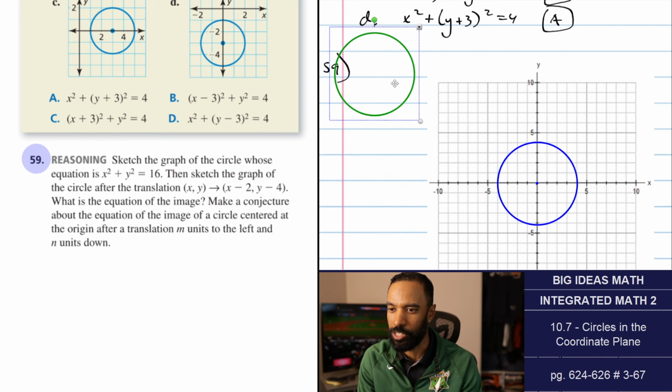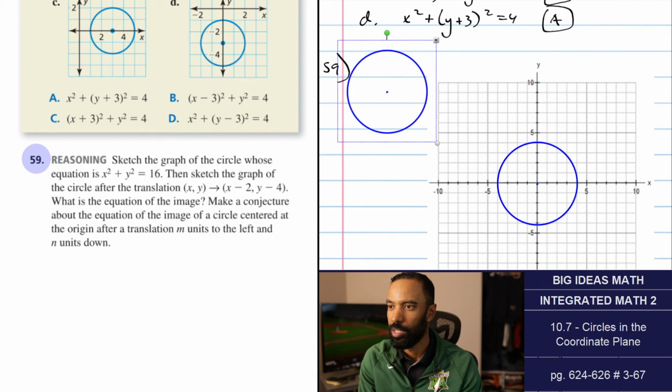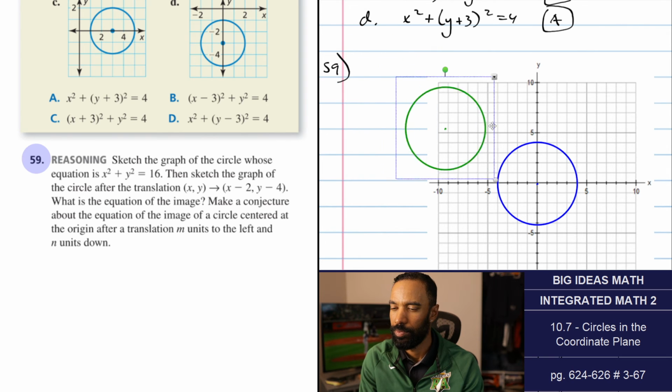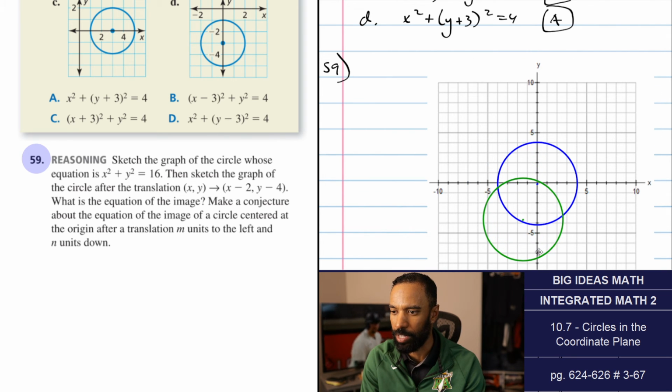Oh, this is tough without having a center. Hold on. Let's do that again. Let's group that as one thing. Turn that green. Let's go 2 to the left and 4 down. Now, it's probably that we don't necessarily copy and paste these. If I plotted the center like that, that would work in its own right. So about right there.